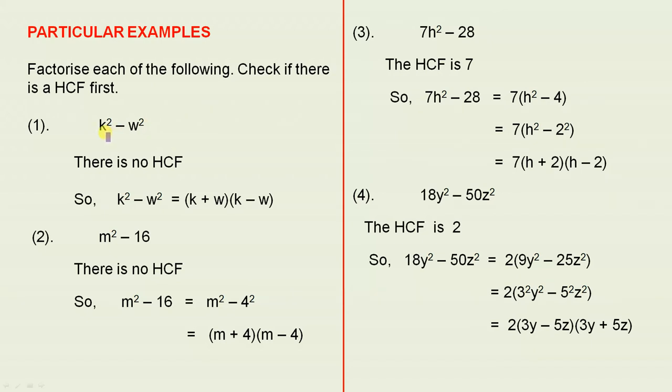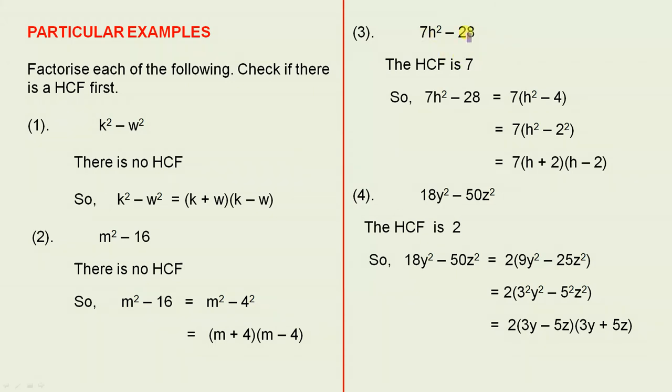So we're asked to factorise k squared minus w squared. There is no HCF, because there's no term that divides into those two. So k squared minus w squared will be k plus w, k minus w. M squared minus 16, there's no HCF, so m squared minus 16 is actually m squared minus 4 squared, which is m plus 4, m minus 4. So that's the factorisation.